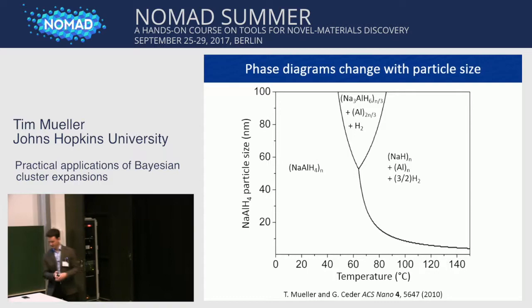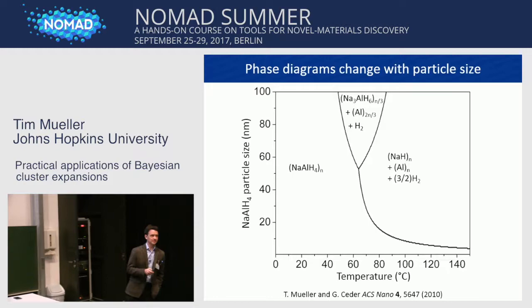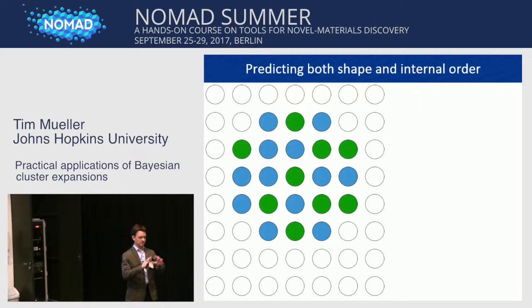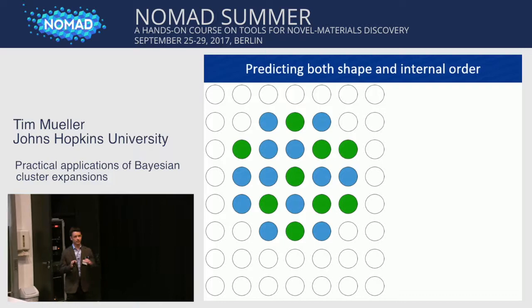Okay. So now I'm going to move on to what you would probably imagine is the next challenge, which is, can we treat something that looks like this, where we now have combined all of these? So now we're going to look at internal disorder within the nanoparticle, and we're going to allow the shape and the size of the particle to change as well.